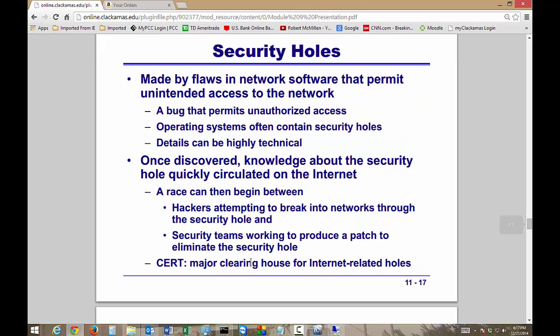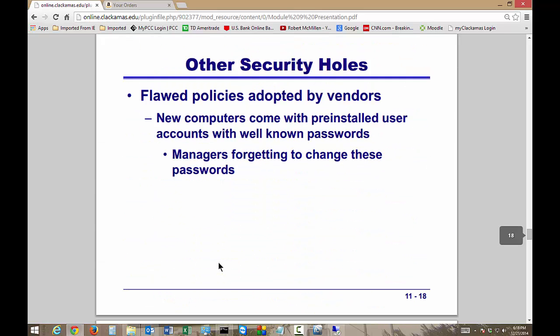You need to look for security holes made by flaws in network software that permit unintended access to the network. It might be a bug that permits unauthorized access. Might be operating systems that contain security holes. Of course, all of them contain thousands of security holes yet to be found, so you have to make sure you have your updates done. And the details, of course, can be highly technical. Once discovered, knowledge about the security hole quickly circulates on the internet, so a race begins. Hackers will start trying to use that vulnerability before you go in to patch the security hole. That's one of the reasons to sign up with places like Microsoft to let you know when some sort of vulnerability is out.